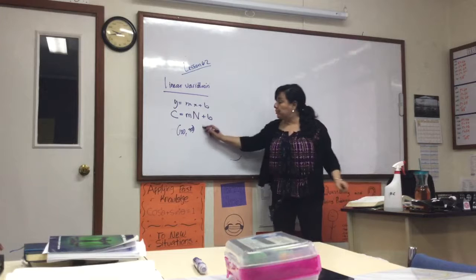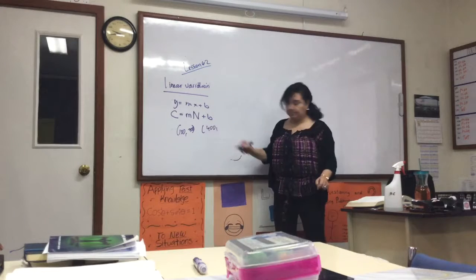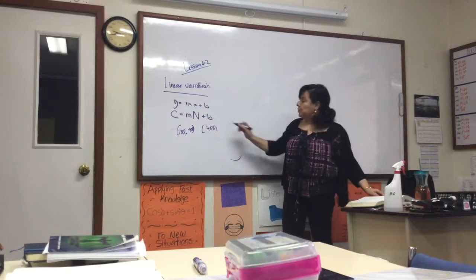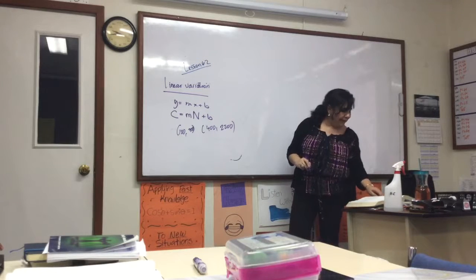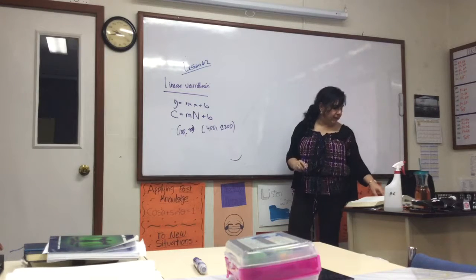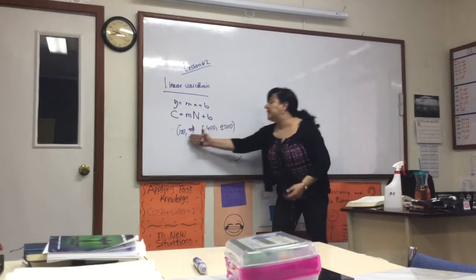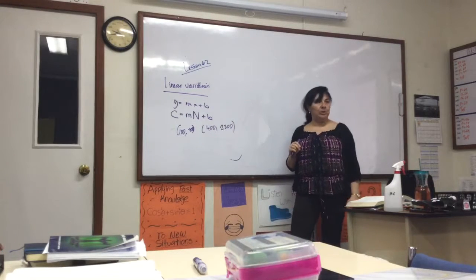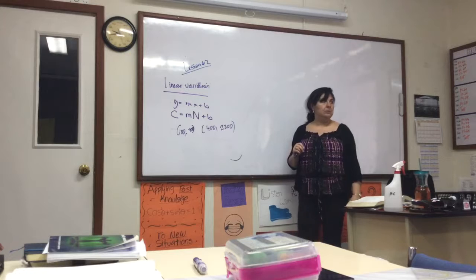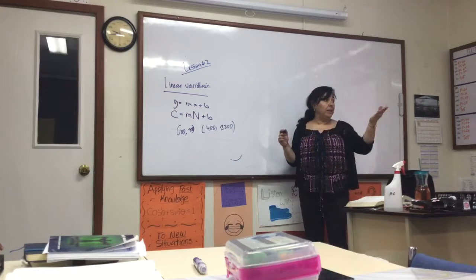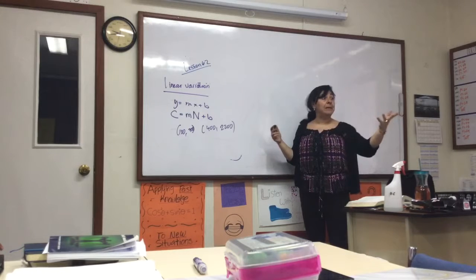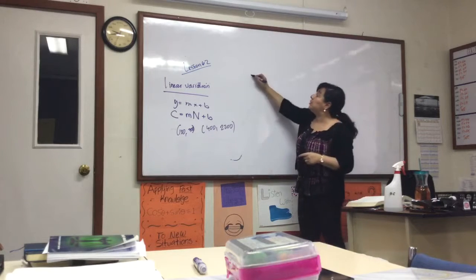When 400 were produced, the cost was 2,200. Write an equation that gives the cost as a function of the number produced. With these two points, what do you think you do? You do y minus y over x minus x. So you find the what? You're finding the m. And the m's name is? The slope. So you're finding the slope.